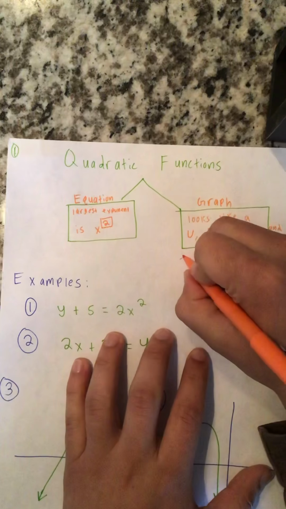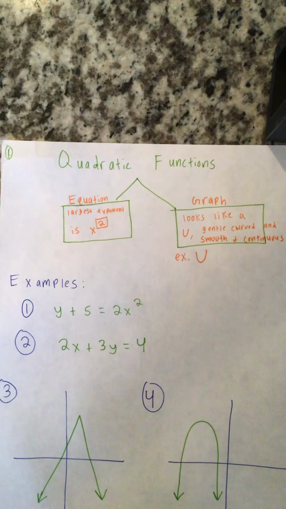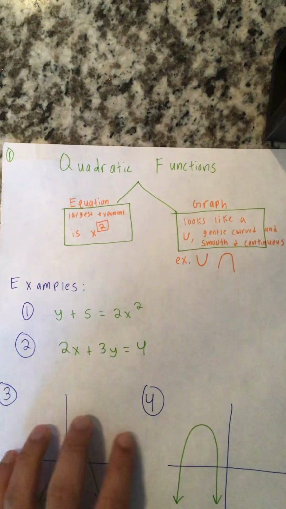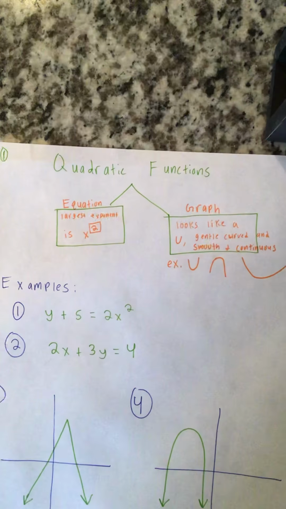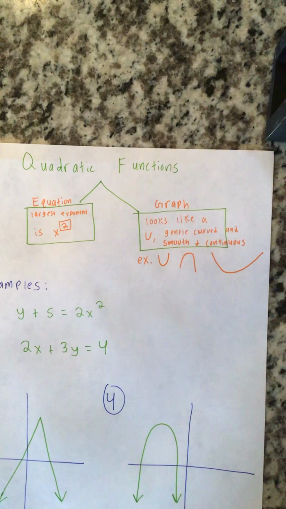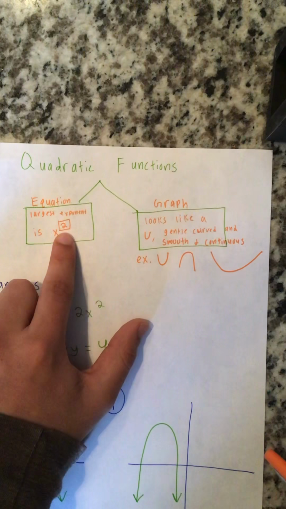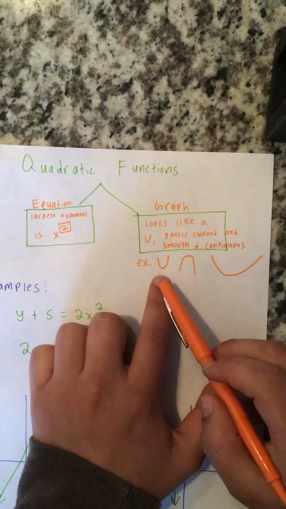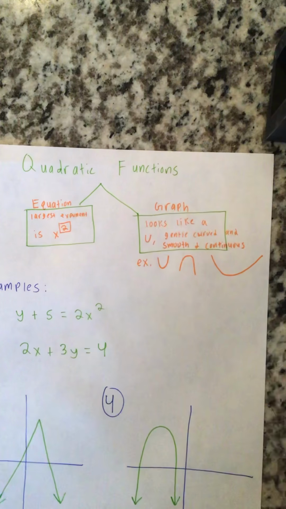But let me show you some examples so you don't get confused. It can look like a plain U, or it can be an upside down U, like that, or it might be stretched out like that. There are a lot of different examples of quadratics, but these are just the first couple. So if I'm looking at an equation and the largest exponent is a squared power, a 2, then it's a quadratic. If I'm looking at a graph and it makes a U shape with a gentle curve, smooth and continuous, that's a quadratic, okay?